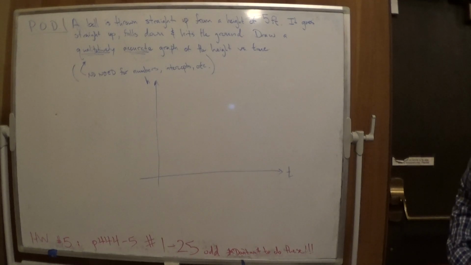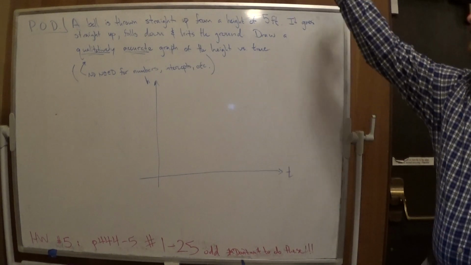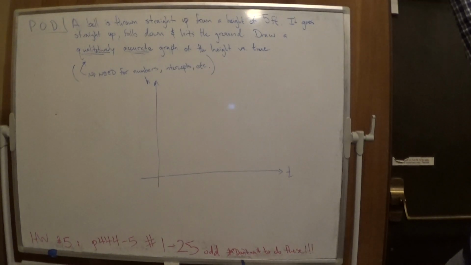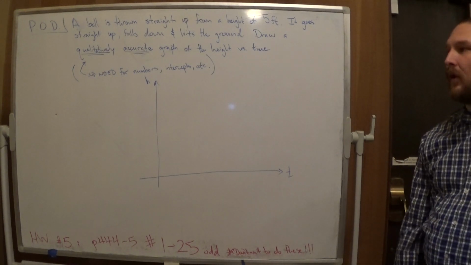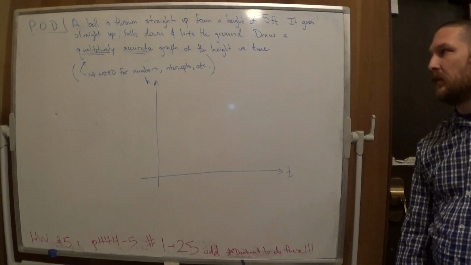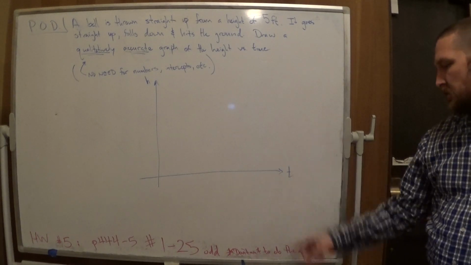So a ball is thrown straight up from a height of 5 feet. Straight up. It goes straight up, falls down, and hits the ground. Draw a qualitatively accurate graph of the height versus time. So time is your input, height is your output.